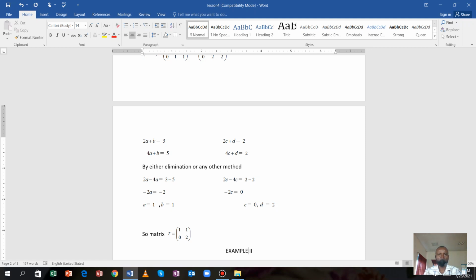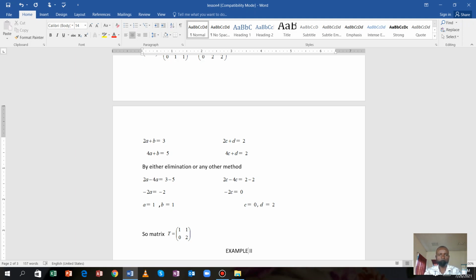So it will be 2C minus 4C is equal to minus 2. And at the end of it, you get C as 0. Now when you have got C as 0, use it to get D. And when you put it in one of the two again, you will get D as 2.